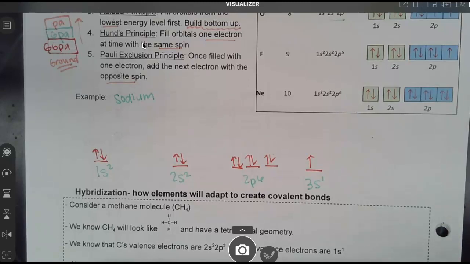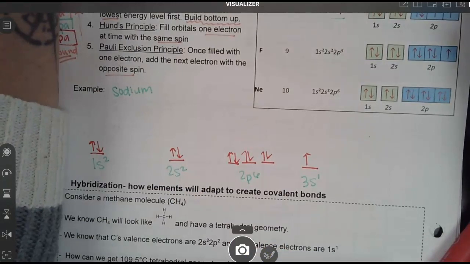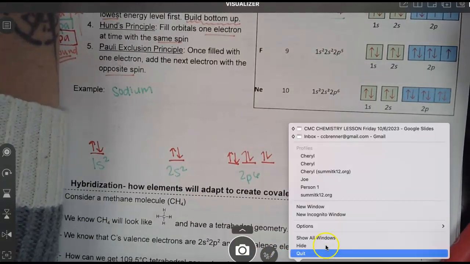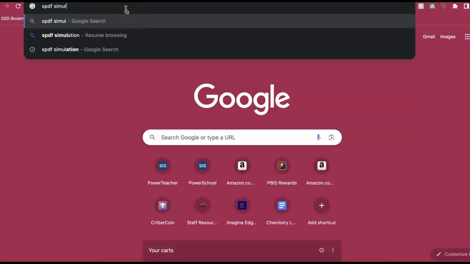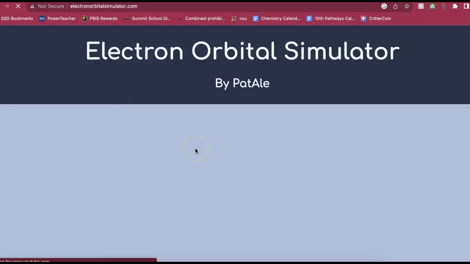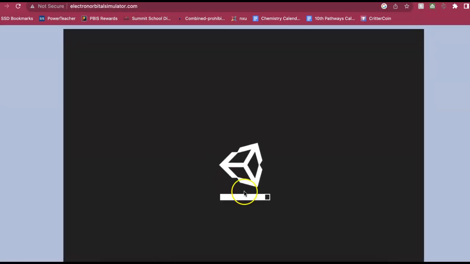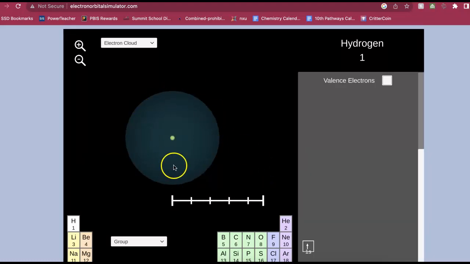There is a link to a simulation. Actually, I'm just going to bring it up really fast. The SPDF simulation. And I will place this in the slideshow as well, or you'll see it's already in there. If you run the simulation, it will show you all of these. So if you want to check your work, or you're like, maybe I'm right, maybe I'm wrong, maybe I actually want to see my orbitals being built, you can use this simulation.